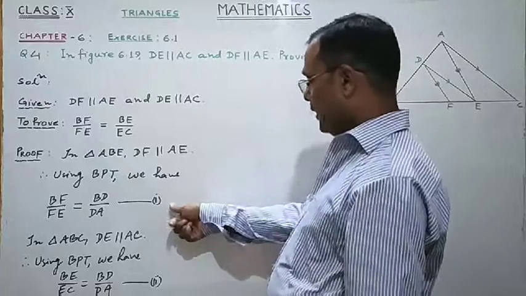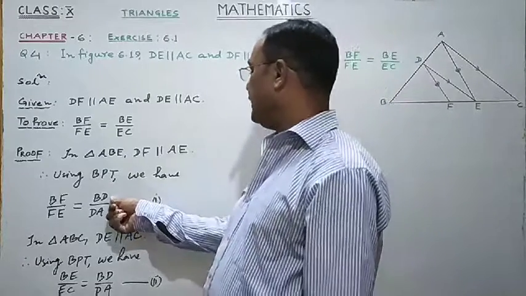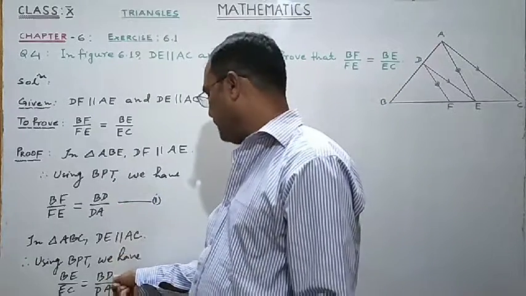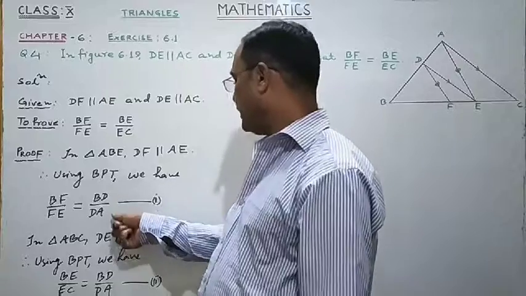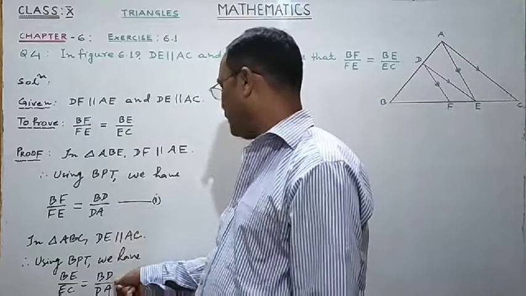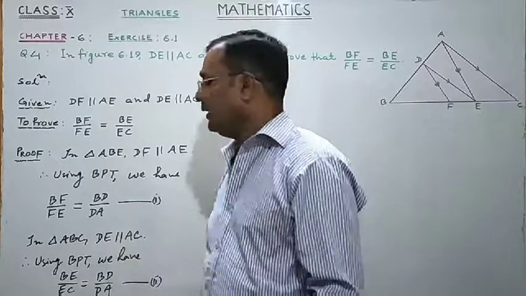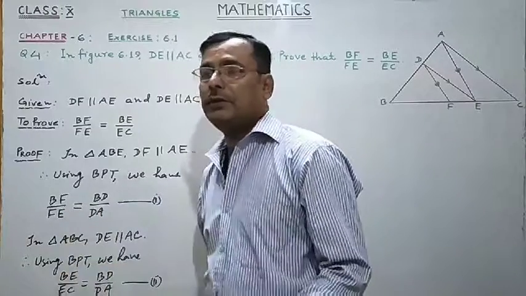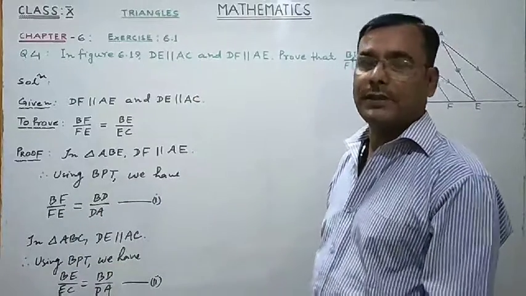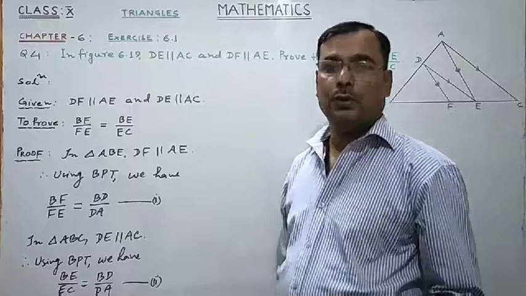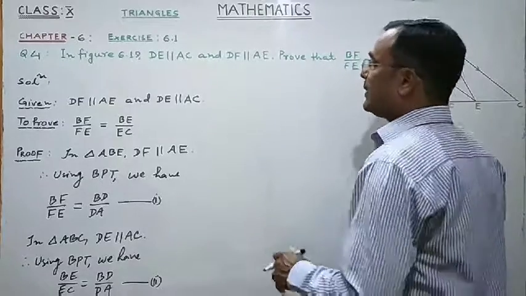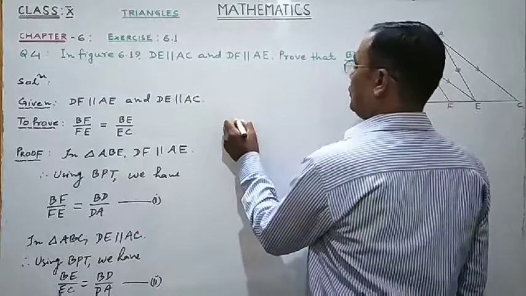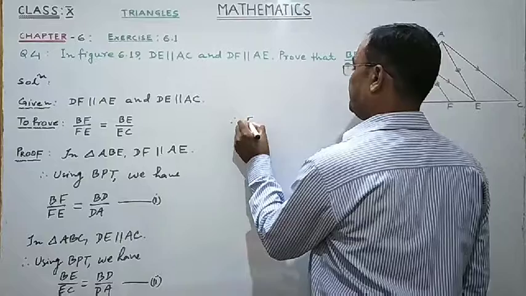Now see equations 1 and 2. Right side BD by DA, BD by DA. Right side of both the equations 1 and 2 are equal. Therefore, left sides also will be equal, because things which are equal to the same thing are equal to one another. Euclid's axiom.